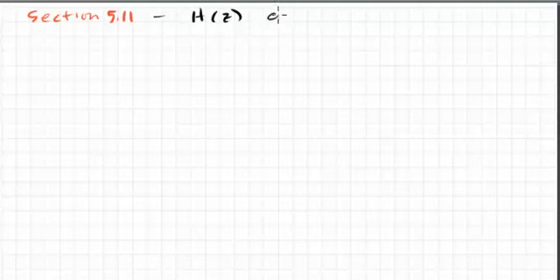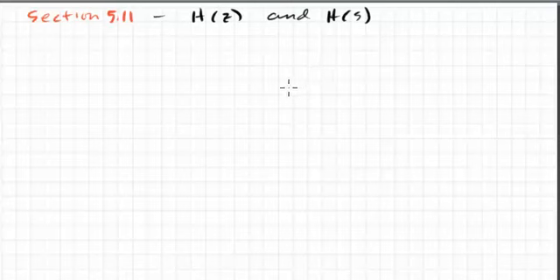Hello, welcome to lecture number 27, and today we want to talk about section 5.11 of the book. In this section, what we're going to talk about is a comparison of H(z), which we've been spending a lot of time on, and H(s), which was the topic of EE 2220. We want to draw some parallels and try to get some understanding of what we've been doing.